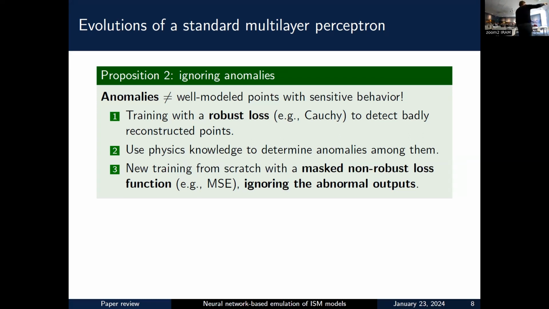And the third point is to train the network with, this time, a non-robust loss function using a mask in order to ignore the points that have been considered as abnormal.